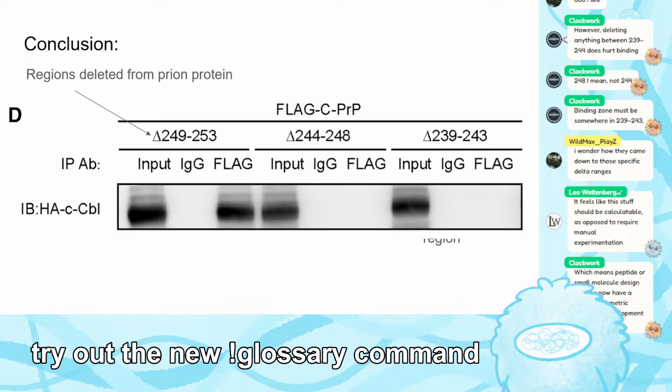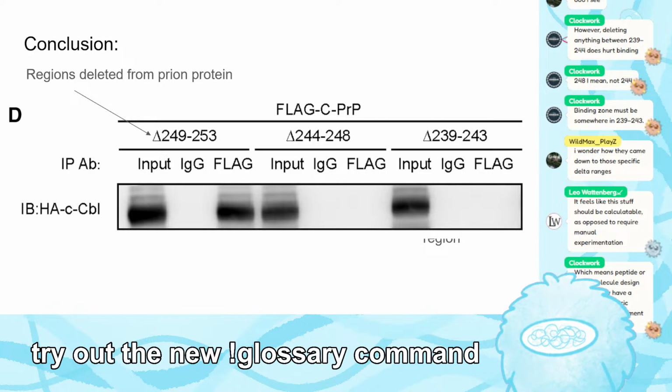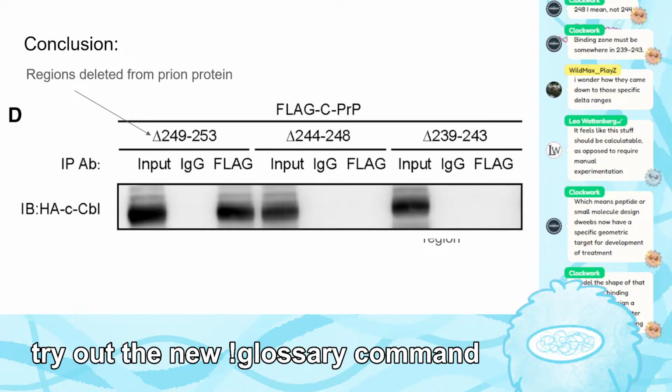It feels like this stuff should be calculable as opposed to requiring manual experimentation. I mean, you have protein folding models like AlphaFold, but at the end of the day, if you're going to make medicine, you should confirm it with your own eyes. Which means peptide or small molecule designers now have a specific geometric target for development of treatment. Exactly. This is why I wanted to make sure that we appreciate the science that goes behind medicine development, because now, not only do we know that these proteins bind, we actually know exactly where these proteins bind. So if we design something that attacks this exact location, we have potentially a treatment for cancer.